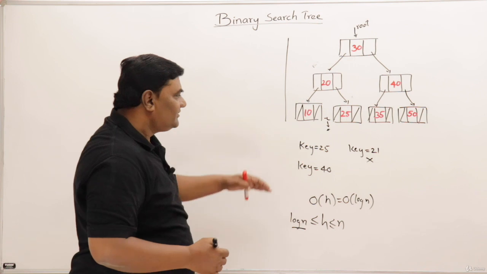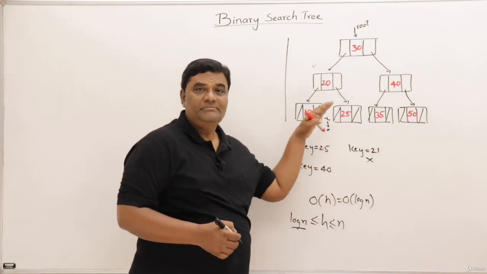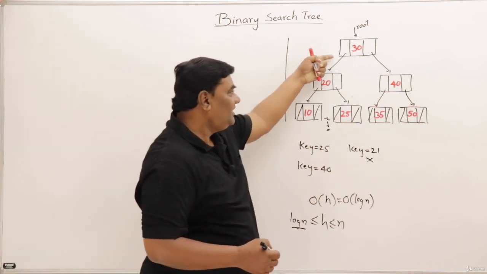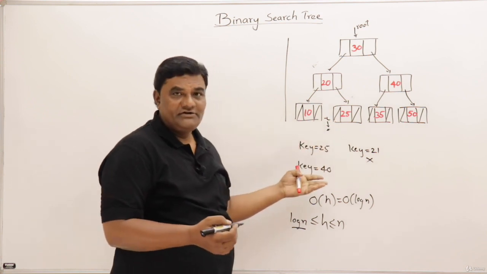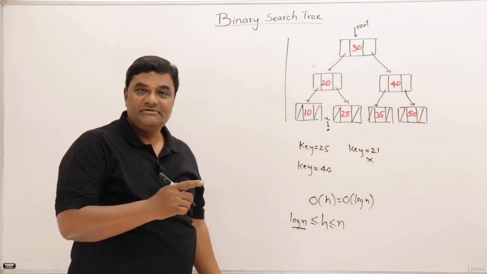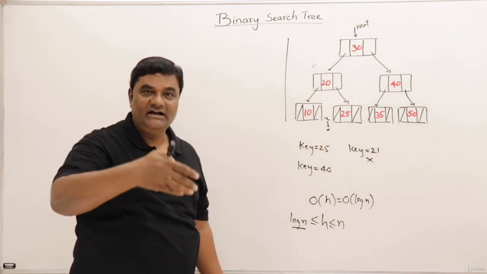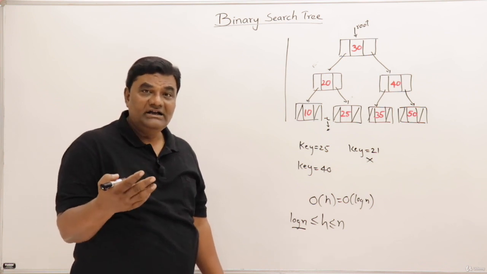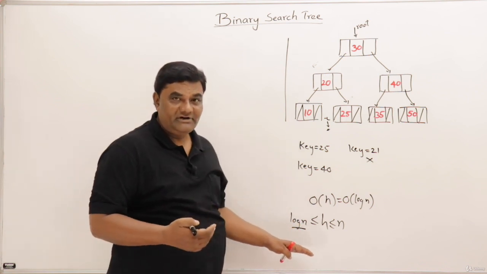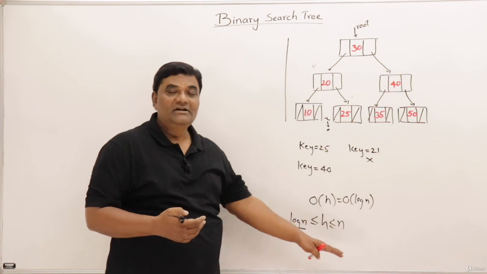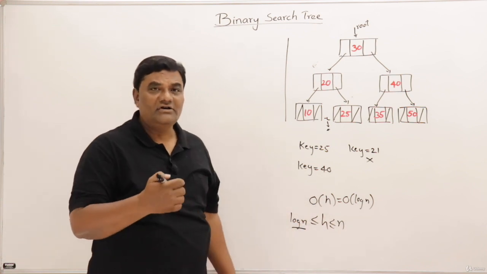Unsuccessful search. So in unsuccessful search also, maximum how many comparisons are done? 1, 2, 3. This is null, so we did not do anything. So maximum comparisons are equal to the height of a tree. So height, we assume that it is minimum, right? We don't assume that it is maximum. We assume it is minimum, so it is log n.